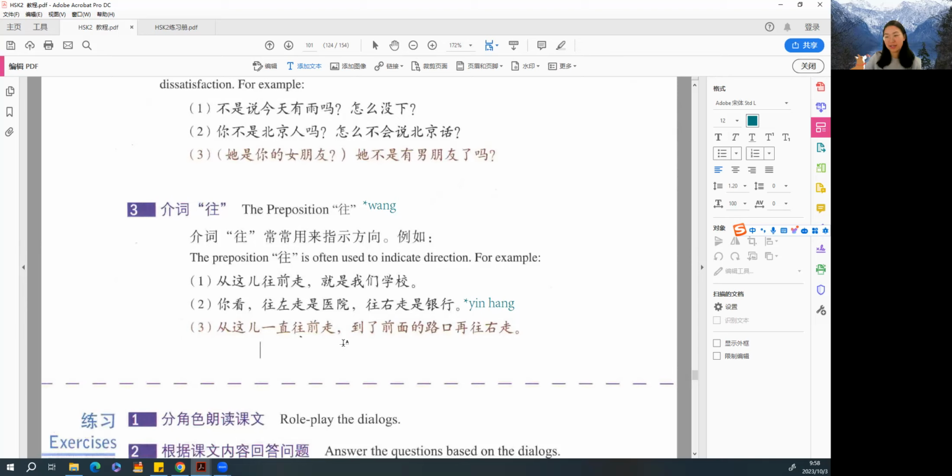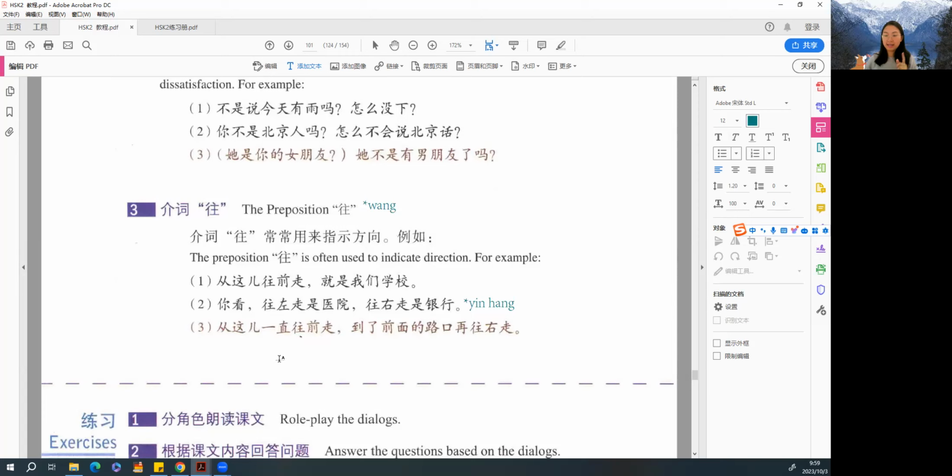从这一直往前走，到了前面的路口，再往右走. This sentence is from our text in our previous lesson. So 从这, from here, 一直往前走, go in the front direction. 到了, when you have arrived at the crossroad in front of you, then 再, again in the future, turn right, 往右走. 从什么往什么 means from here to there, in your direction.